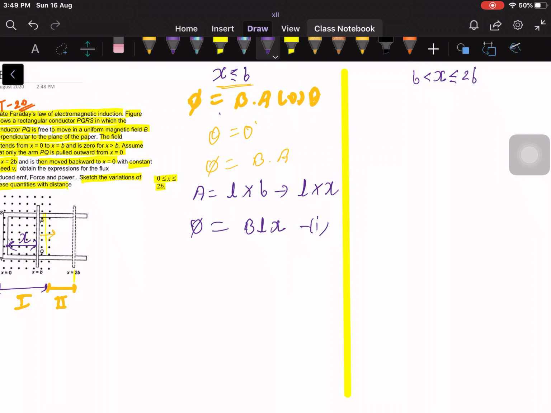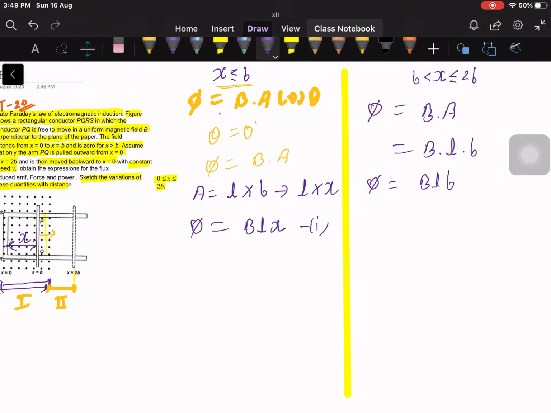At the same time, if I calculate this here, phi is equal to BA, that is B, and A is L into breadth. What will the breadth be here? Now the breadth in this case will be up to b, meaning small b. So what flux am I going to have here?